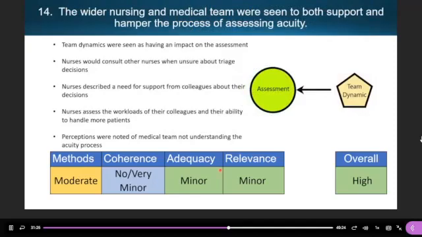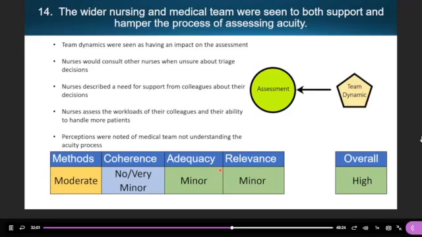The 14th finding was that the wider nursing and medical team was seen to both support and hamper the process of assessing acuity. Team dynamics were very important to nurses. Nurses would consult other nurses when unsure about the triage decisions. They described a need for support from their colleagues about the decision-making process. However, they also described a need to be able to criticise their colleagues' processes, suggesting some hypocrisy. The nurses would assess the workloads of their colleagues and their ability to handle the patients they sent to them, perhaps diverting to other areas when they felt they couldn't.